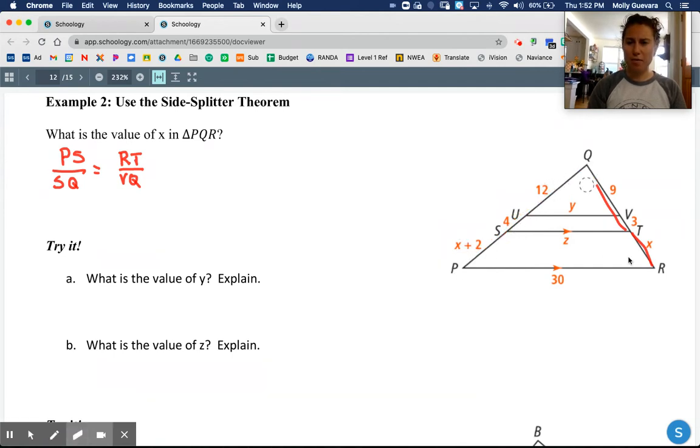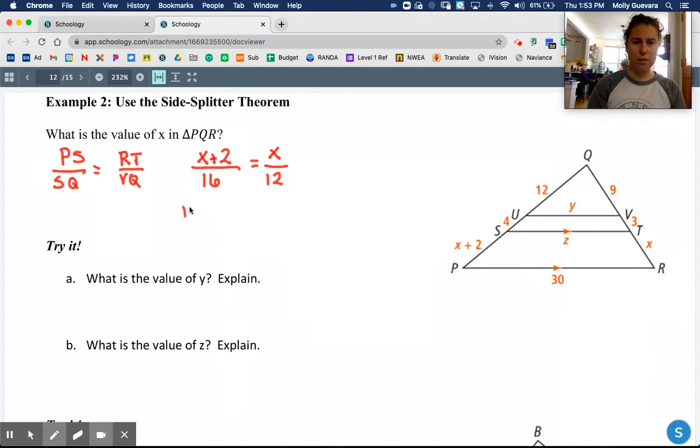So now I just need to fill in my values. Could I have done PU over UQ and RV over VQ? Yes, I could have, and that would be okay too. But PS is x plus 2 over SQ. This whole length right here is 16, right? This is 4, this is 12, so the whole length is 16. And then RT is x over the whole length. 9 and 3 is 12.